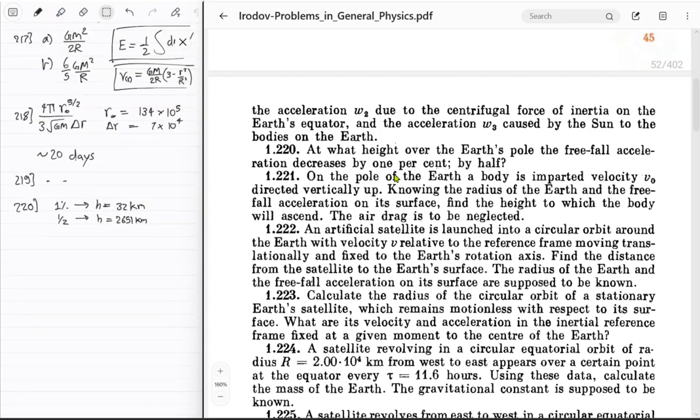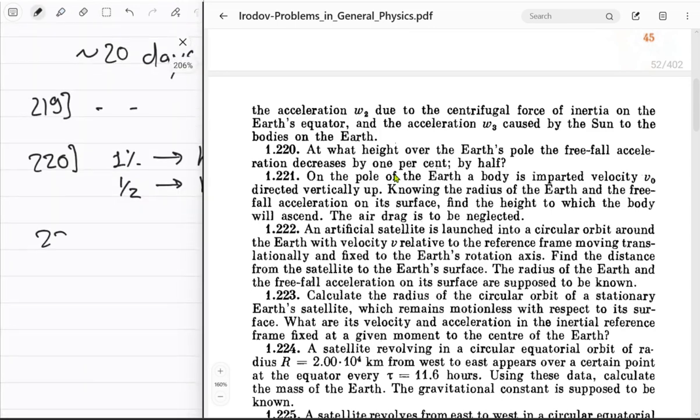221. Okay, on the... oh, sorry. Yeah, I mean, this also talks about Earth's pole. Okay, at the pole of Earth, a body is imparted velocity not directed vertically up. Knowing the radius of Earth and free fall acceleration on its surface, find the height to which the body will ascend.